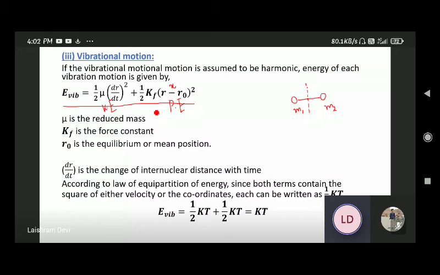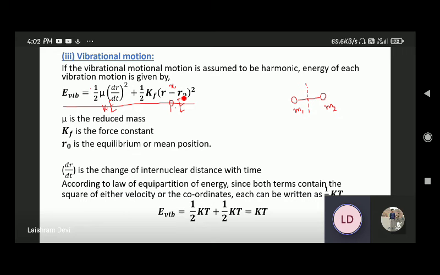So now here also, in the expression for vibrational energy, we are going to relate everything to our law of equipartition of energy, right? So coming back to the statement of the law of equipartition of energy, here also E vibration contains a sum of two terms, and each term consists of a square term, and that square term is proportional to the velocity. dr by dt is also nothing but the velocity term, right?